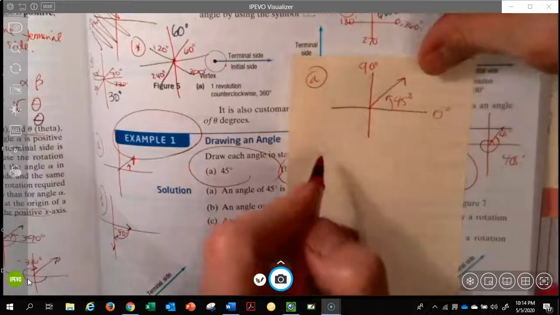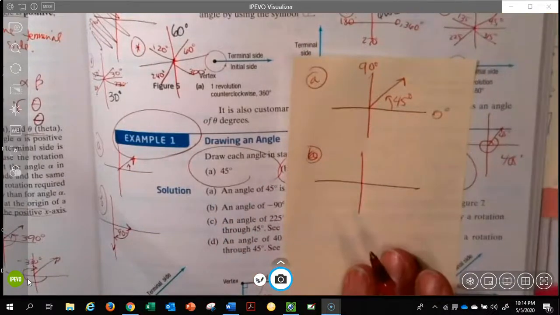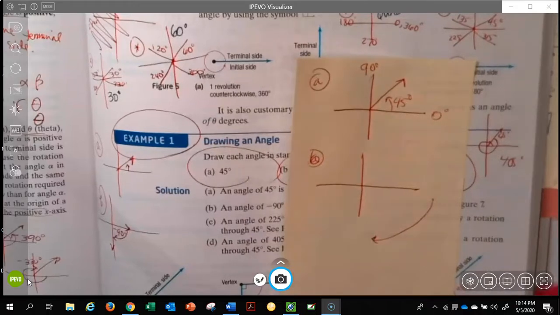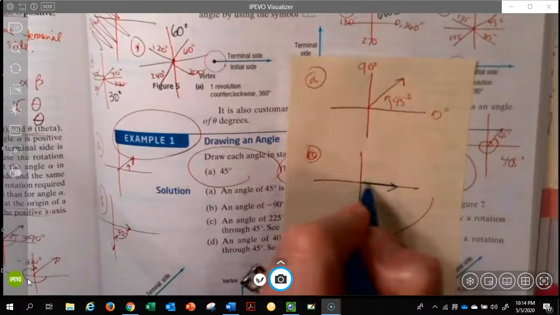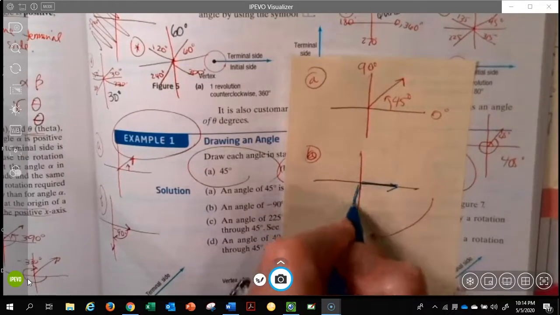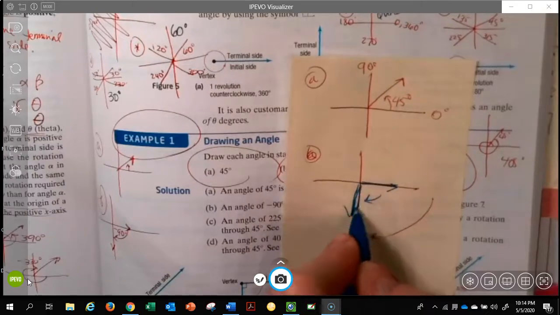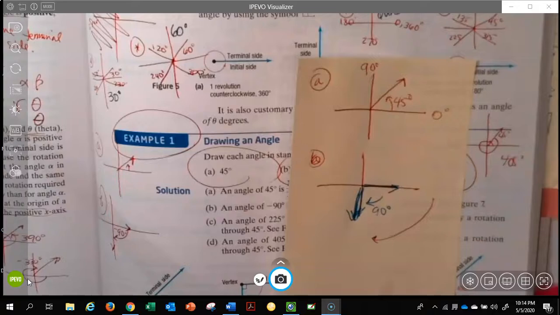Part B says, let's draw a negative 90. The negatives are going to go clockwise. So if I'm going to draw a negative 90, here's always where I'm starting, at my initial side. But negative 90 goes that way. So I'm not even in a quadrant. Good grief. So here's my 90 degree, actually a negative 90 degrees.